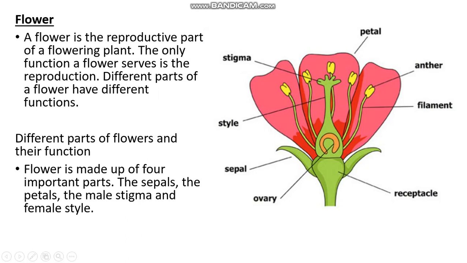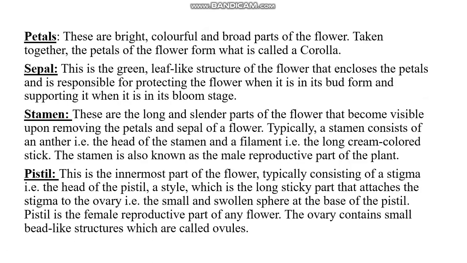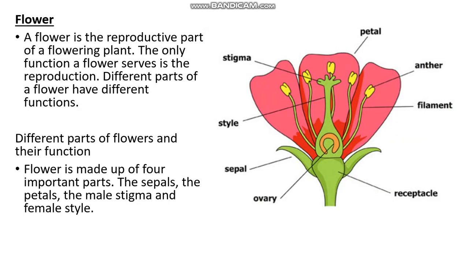Next we will study in detail about the parts. The petals are brightly colored and broad parts of the flower. These petals of the flower we call the corolla. And the sepal is the green leaf-like structure that encloses the petals, and it is responsible for protecting the flower.